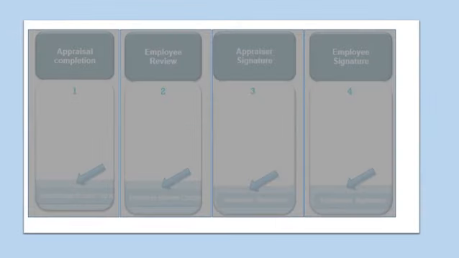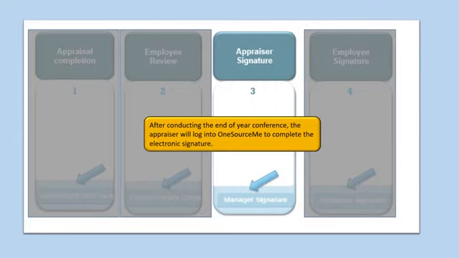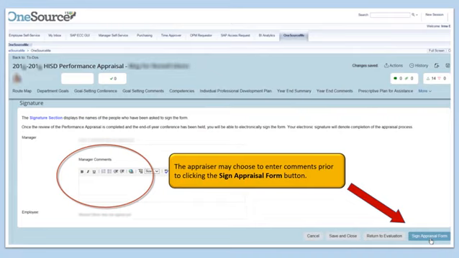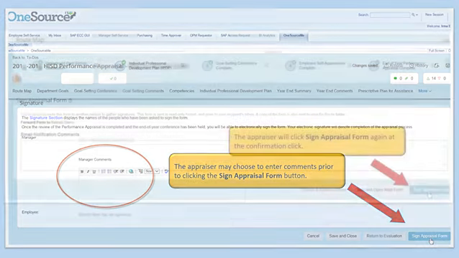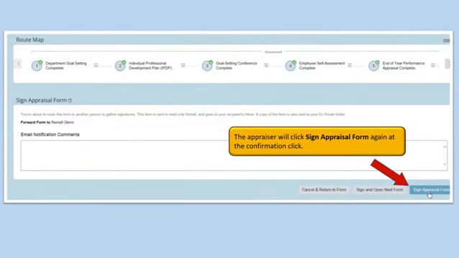After conducting the end-of-year conference, the appraiser will log into OneSourceMe to complete the electronic signature. The appraiser may choose to enter comments prior to clicking the Sign Appraisal Form button at the bottom of the screen. This will move the document to the final step, which is the employee signature. The appraiser will click the Sign Appraisal Form button again at the confirmation screen.